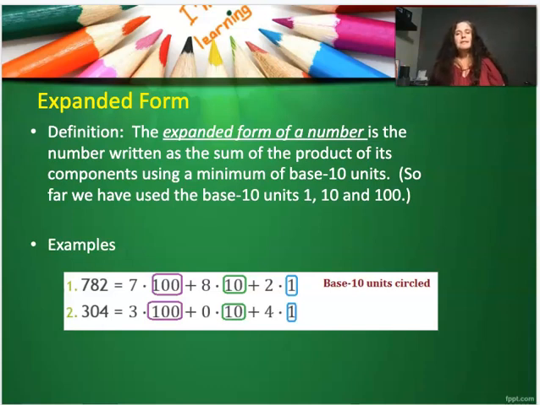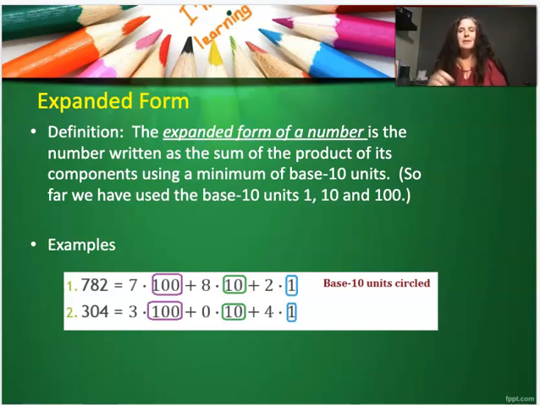Expanded form. When we break down a number in elementary school, sometimes we just break it down like this. We first start out with just saying, okay, that's 700 plus 80 plus 2, but we really want them to start thinking of place value. So we want to say, okay, that's 7 times 100. Think about it's 7 boxes that each hold 100 candies, and then 8 boxes that hold 10 candies, and 2 boxes that hold 1 candy.